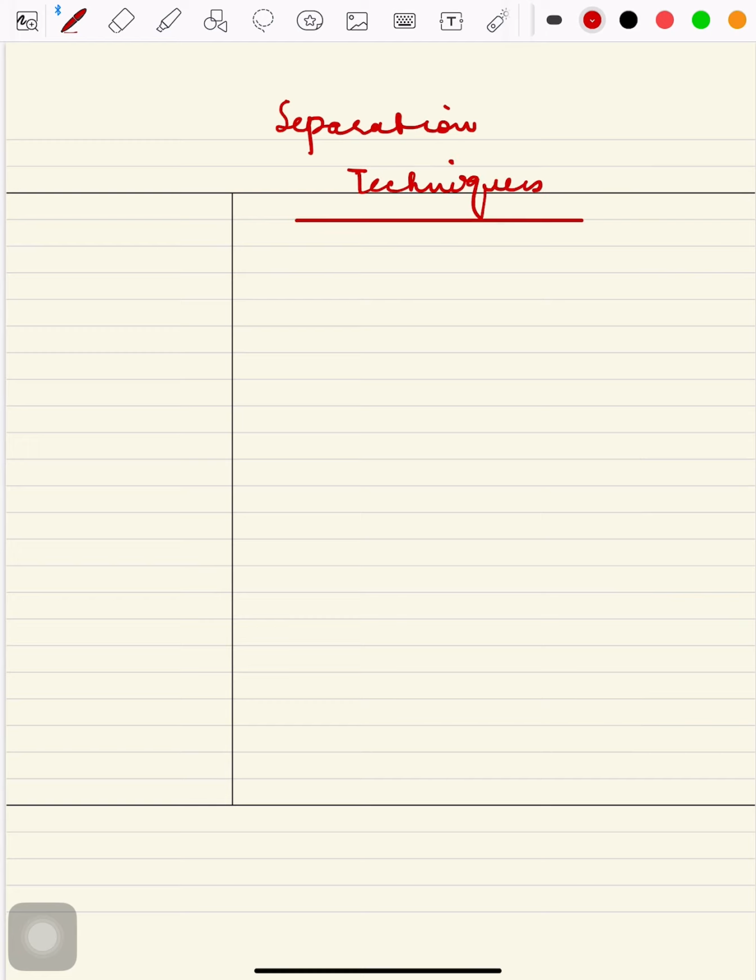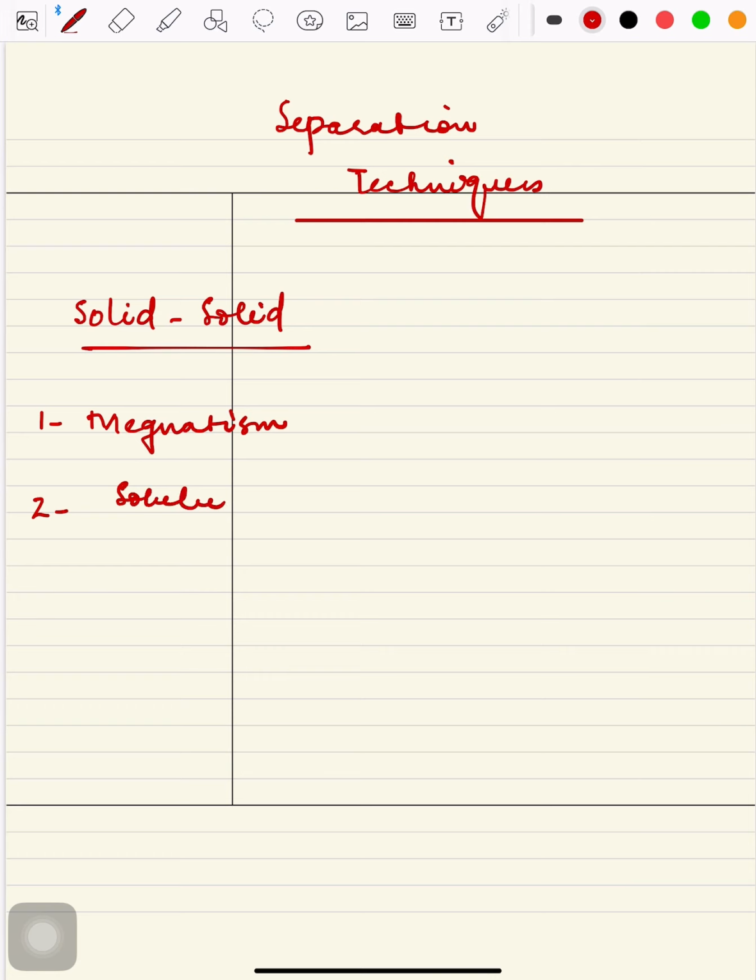All right. So there are basically three categories which we are going to study. In the start, I'm telling you about solid separation. I mean to say how we can separate one solid from another solid. Number one thing which I'm going to tell you about is magnetism. Number two is solubility. And number three is sublimation.